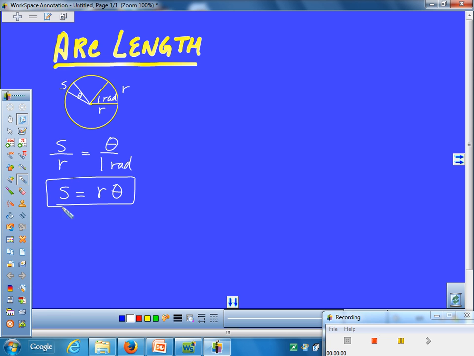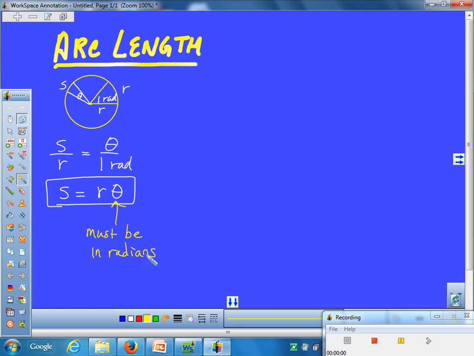You will not have to memorize these formulas. I will give you these formulas. So, yeah, it's very easy. Now, the key thing is that this was defined in radians. Whenever you use this formula, your angle must be in radians. So if they give you degrees, you have to convert it to radians before you can work the problem.